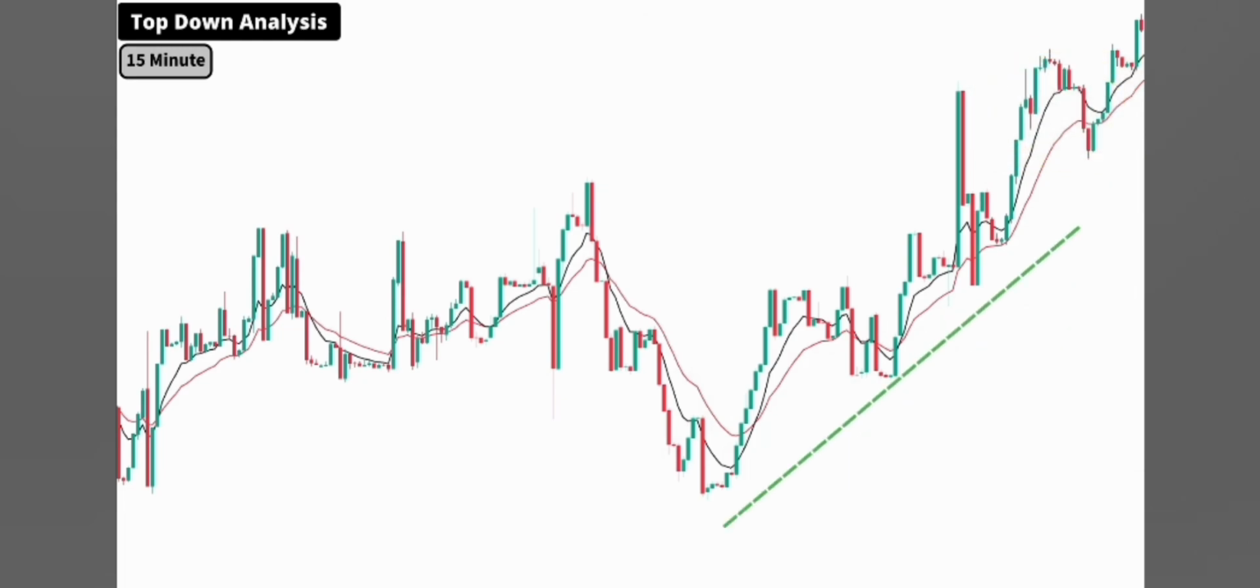If that's the case, your market bias is bullish. That means when you switch to the 1-minute chart, you should only look for buy setups. Ignore every sell signal, even if it looks attractive. Trading against the higher time frame trend is one of the biggest mistakes new scalpers make.